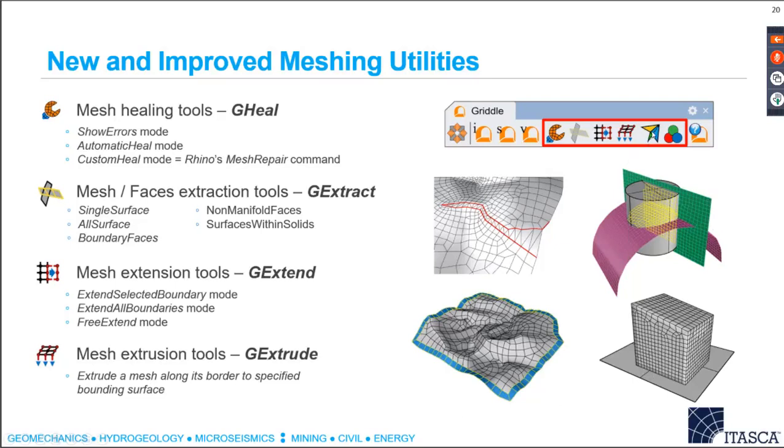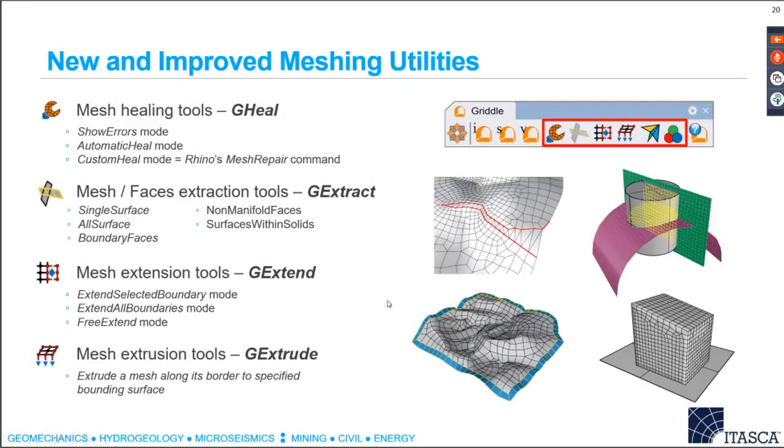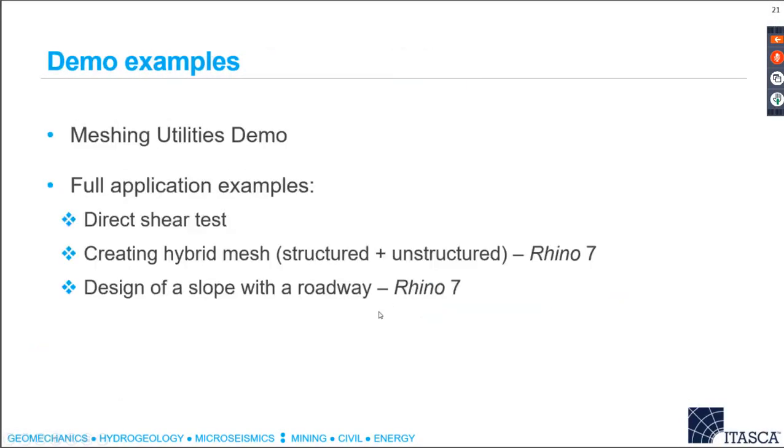And the last two tools, non-manifold extract and colorize objects, are the same as in Griddle 1.0. So now there are several demo examples I would like to show, and first we will start with the mesh utilities demo.